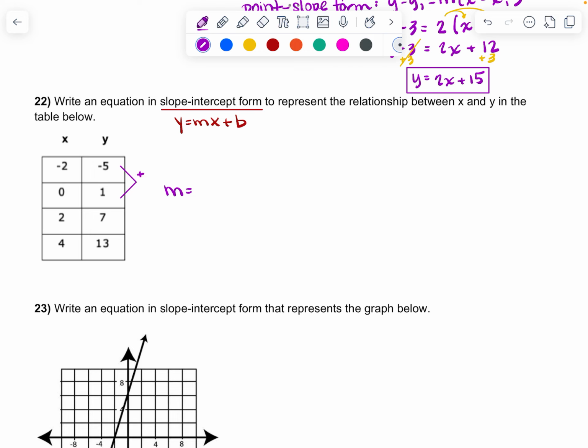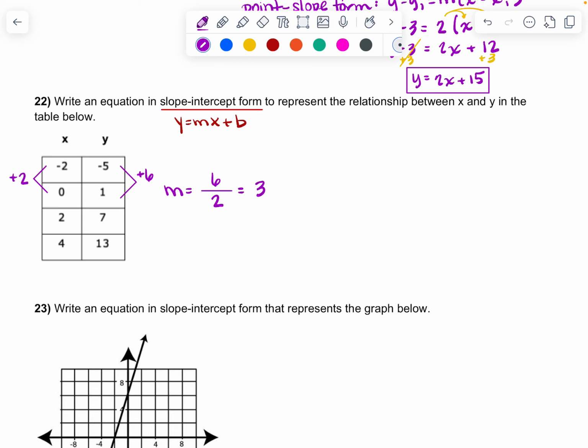I can see that my y's from -5 to 1, I'm adding 6. So that's the change in y, positive 6. And then my x's over here are going from -2 to 0, so they're changing by adding 2. So that's my change in x's. So change in y over change in x is 6 over 2, which of course is 3, or 3 over 1 if you want to write it that way. So I know my slope.